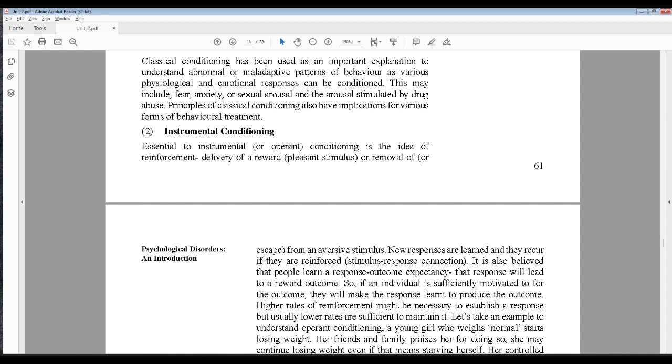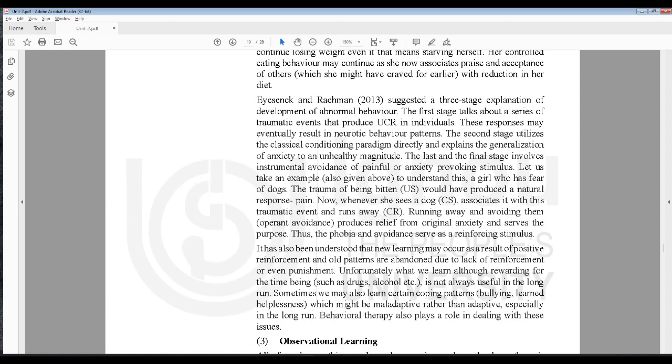Let's take an example to understand operant conditioning. A young girl who weighs normal starts losing weight. Her friends and family praise her for doing so. She may continue losing weight even if that means starving herself. Her controlled eating behavior may continue as she now associates praise and acceptance of others, which she might have craved earlier, with reduction in her diet.